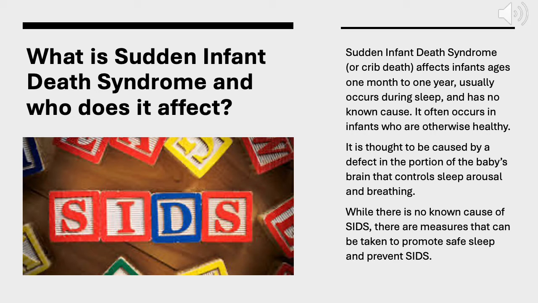Although we don't know a certain cause of sudden infant death syndrome, and it can be an accumulation of many things, it is thought that a cause could be a defect in the portion of the infant's brain that controls deep sleep, arousal from sleep, and breathing. There are several measures that we can take to prevent SIDS and promote sleep safety in infants.